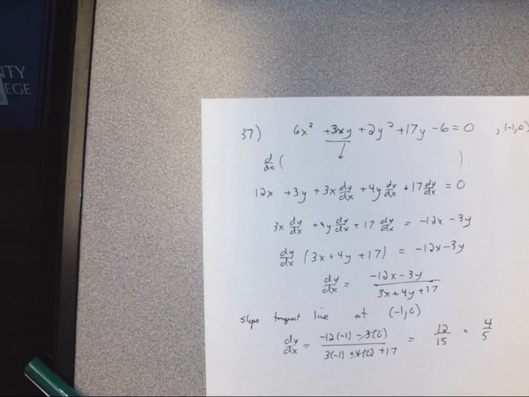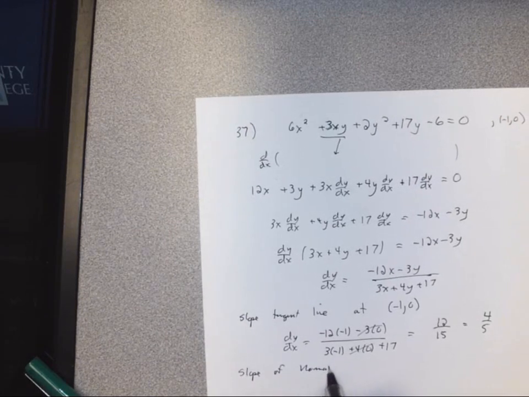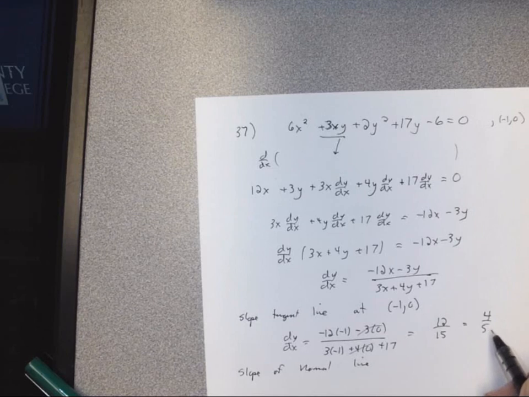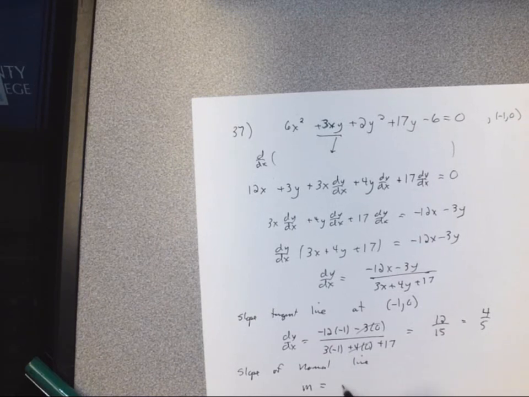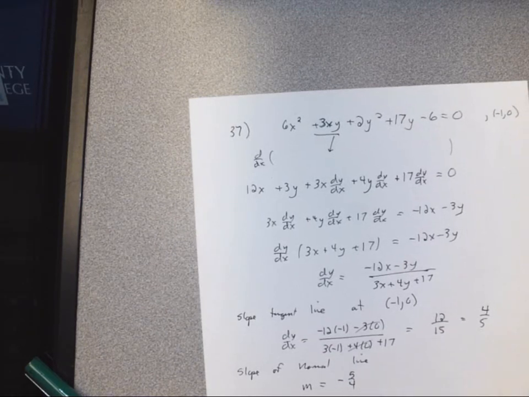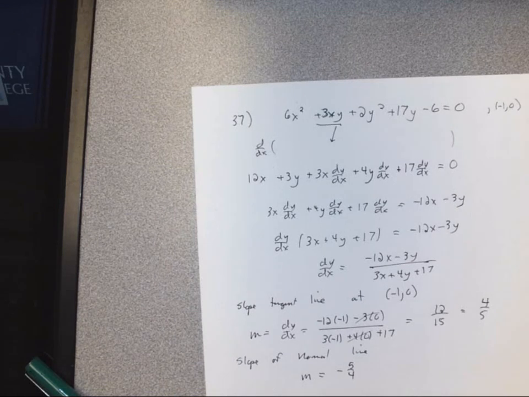Is that clear? Okay. How do you find the slope of the normal? Yep, it's the negative reciprocal of this. Does that make sense? So that would be equal to, I'm just going to write it as m, -5 over 4. It's the negative reciprocal of the slope. So the slope of your tangent line is the derivative evaluated at the point, and the normal line is just perpendicular to the tangent line. So to get a perpendicular slope, you take the negative reciprocal.